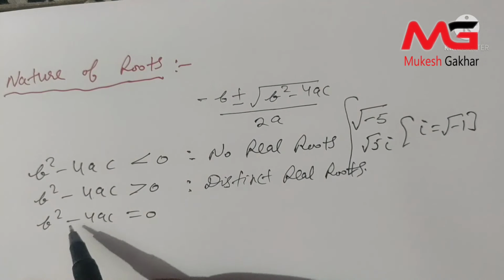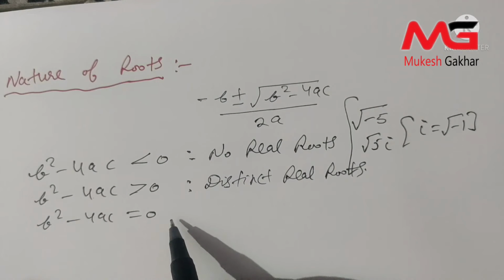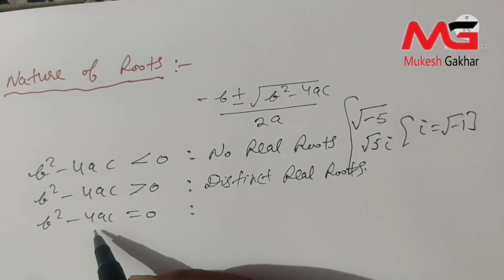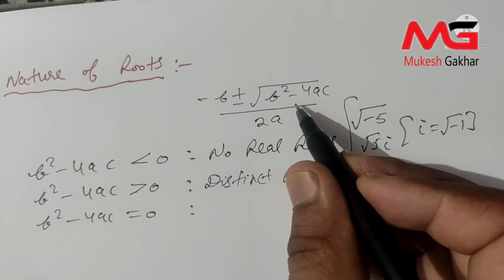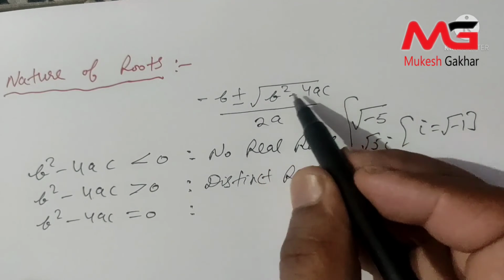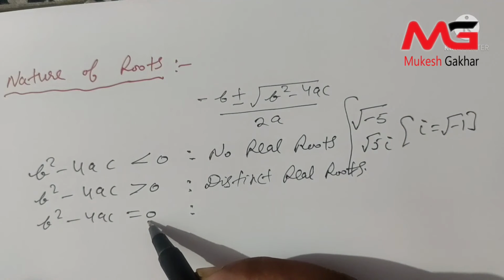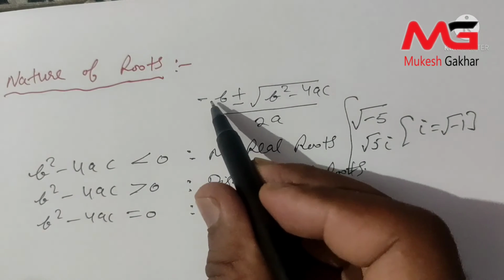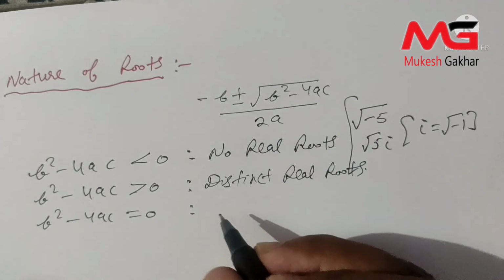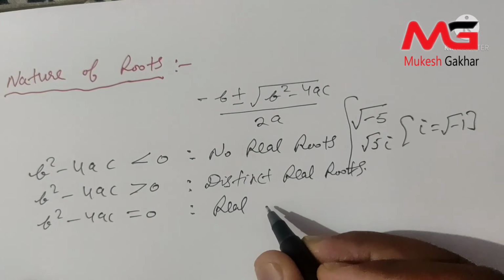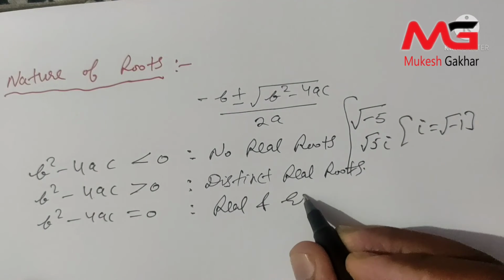Now third one is b square minus 4ac is equal to 0. When you will put this value here in quadratic formula, then you will get this answer as 0, because it is 0. Then you will get only one answer, minus b upon 2a. Or you can say that real and equal roots.